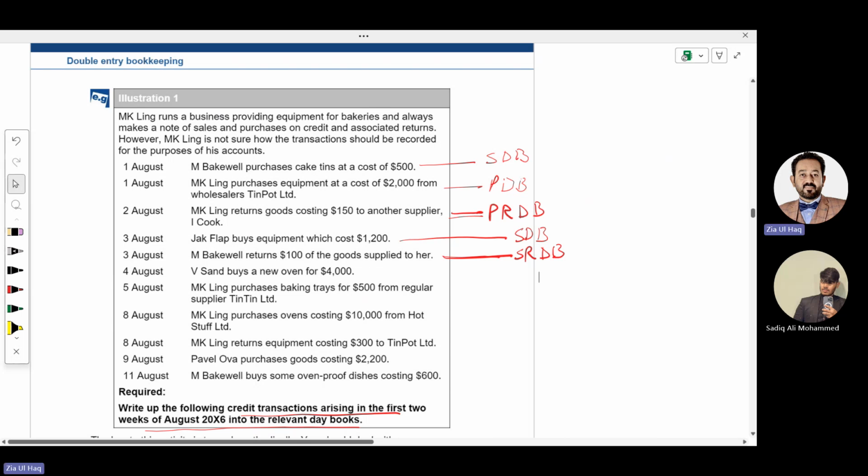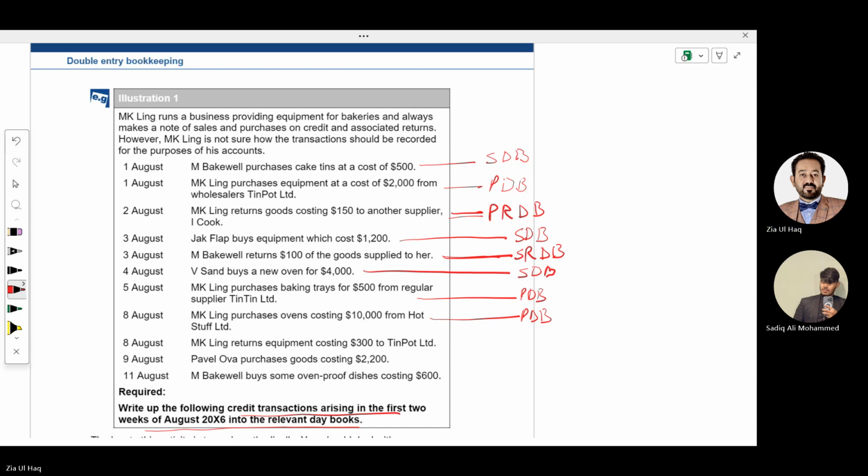4,000: sale day book, because our name is MK Link. MK Link purchases baking trays for 500 from a regular supplier. Purchase day book. And MK Link purchases an oven costing 10,000 from Hot Stuff. Purchase day book. MK Link returns equipment costing 300. Purchase return day book.